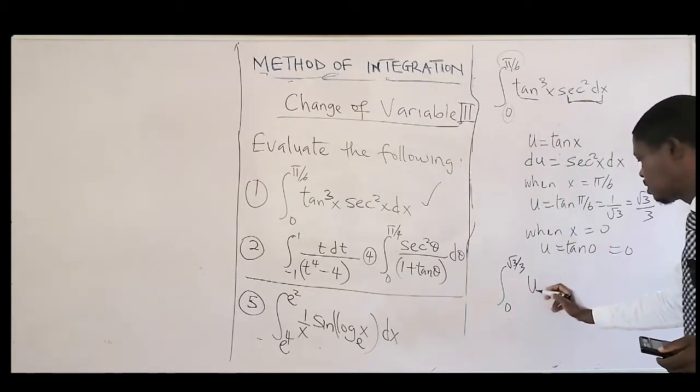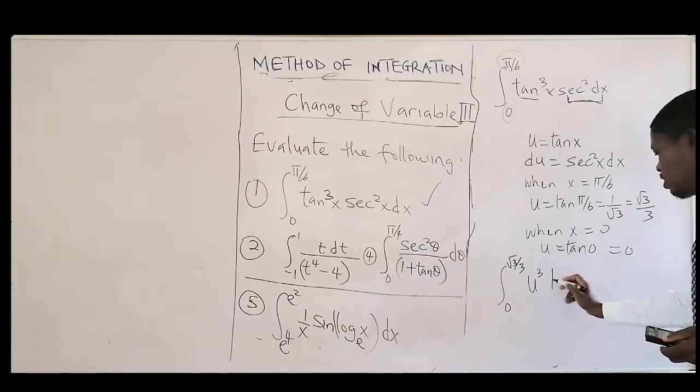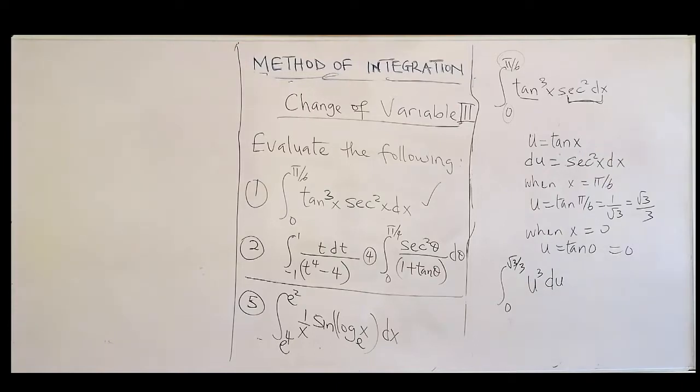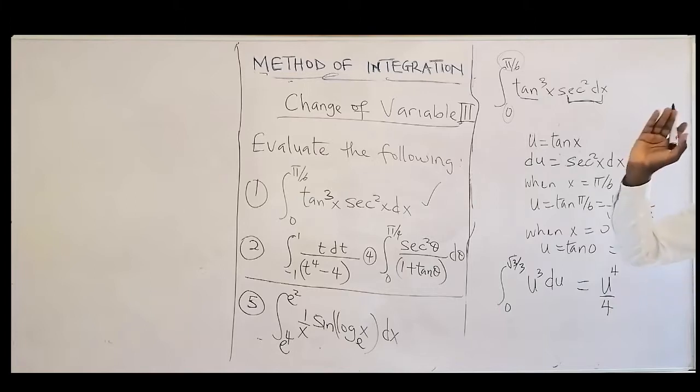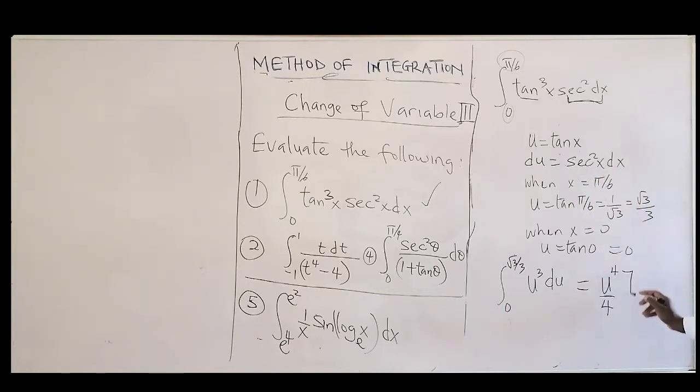The integrand is u to the power 3 du. The integral of u to the power 3 will be u to the power 3 plus 1, that's 4, all over 4. When you have a definite integral, there won't be plus c. What we are expecting is just a value. So put in your upper boundary, root 3 over 3, and 0.